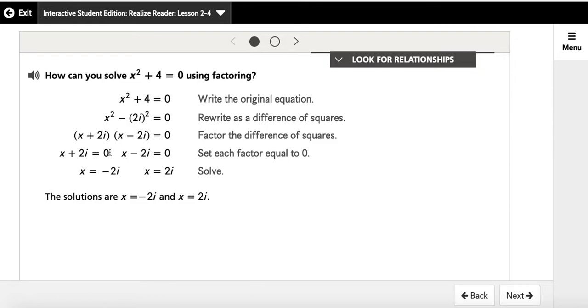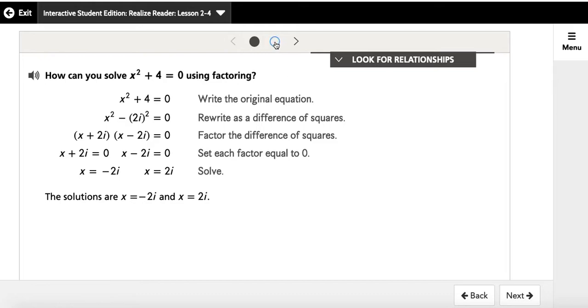And now this factors into (x plus 2i) times a conjugate (x minus 2i). And then we can write, using the zero product property, x plus 2i could equal 0, and x minus 2i could equal 0. If you solve for x, you subtract 2i from both sides and get x could be negative 2i, or in this case, you add 2i and get x equals positive 2i. So the two answers for this equation are that x could be negative 2i or positive 2i.